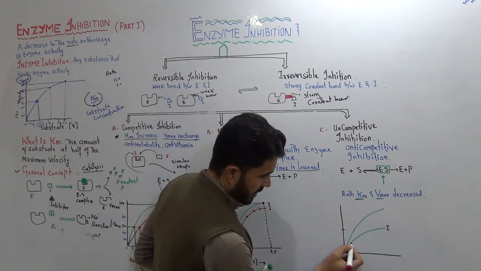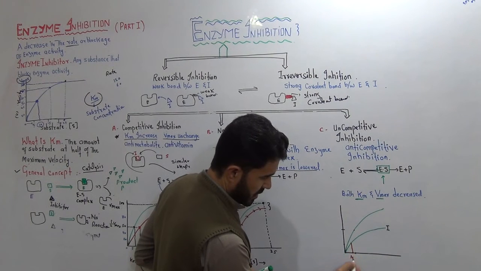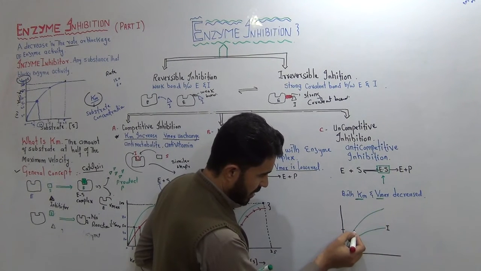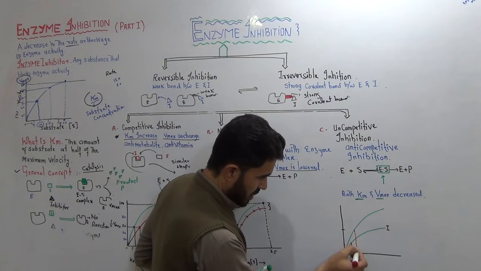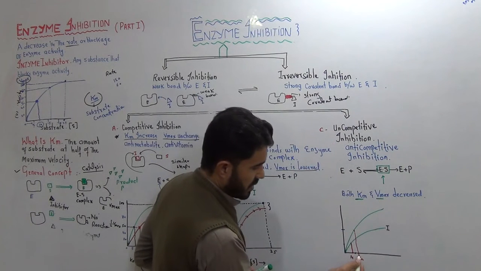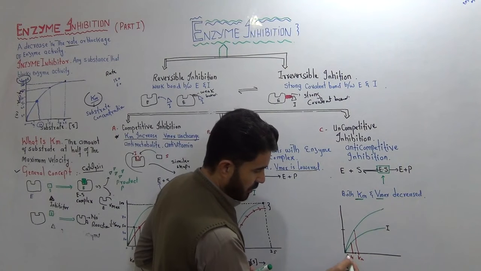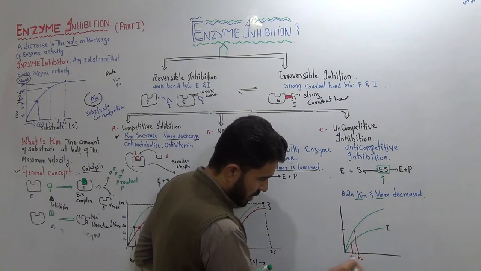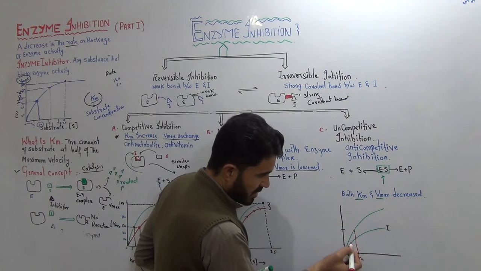Let's suppose in this case this is the inhibitor line. This will be our Km in this case, and this is the original line. In the original case this will be our Km. Initially our Km was there, but in uncompetitive inhibition the Km will come from the right to the left, which means it will be decreased. If you are going from left to right, this is increasing, and from right to left this is decreasing. So the Km is now decreased.